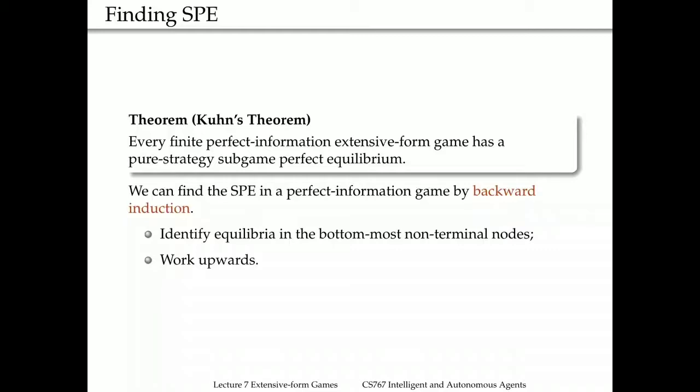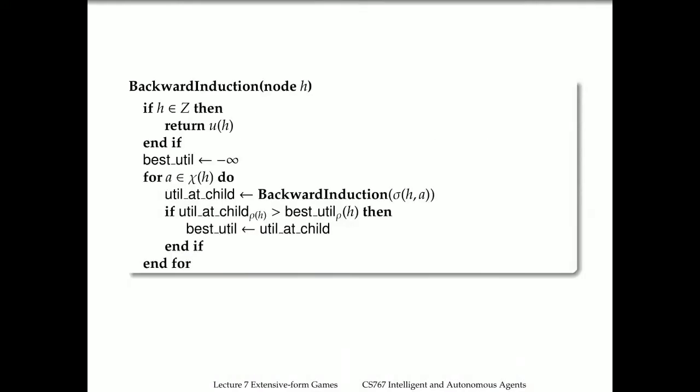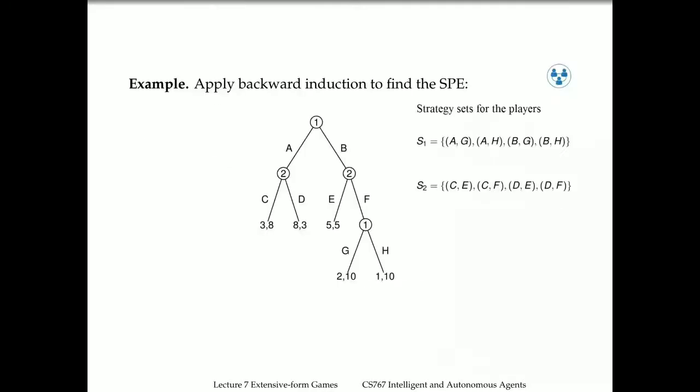So basically, we identify equilibria in the bottommost non-terminal nodes, and then iteratively we go up until we reach the root of the tree, which is described in this backward induction procedure. You can see that it's very, very intuitive, and in fact we have seen this strategy before, right? In our undergraduate AI course, I assume that everyone who's taken the first course in AI has seen the minimax algorithm. Essentially, that's the backward induction algorithm for zero-sum games.